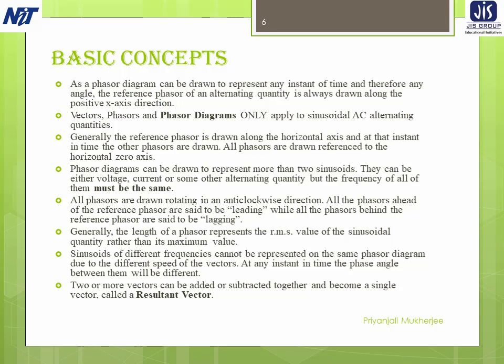Now, sinusoids of different frequencies cannot be represented on the same phasor diagram due to the different speeds of the vectors. At any instant of time, the phase angle between them will be different, and the length of the phasor represents the RMS value of the sinusoidal quantity rather than its maximum value. Two or more vectors can be added or subtracted together and become a single vector, which is known as the resultant vector.